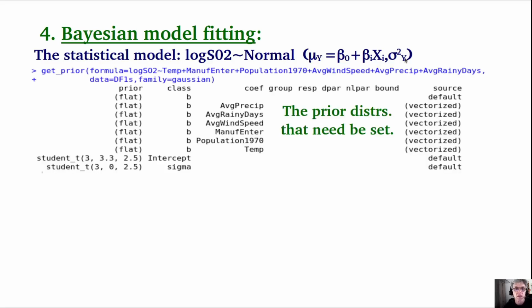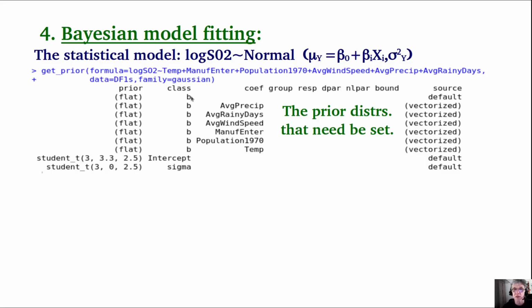So the first thing that we are going to do is to use the command get prior of the package BRMS, that once we write the statistical model, the same that we used in the frequentist fitting, indicating that the family, we are going to use family Gaussian. We now have all the priors that need to be set. We need to set a prior for the intercept. We need to set a prior for each of the partial slopes for the explanatory variables and for the sigma, that is the standard deviation around the mean.